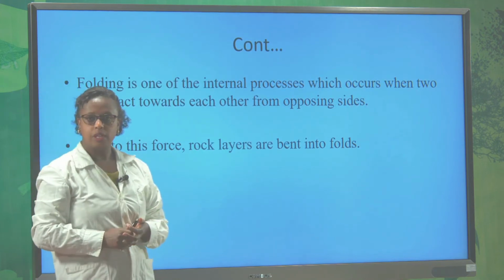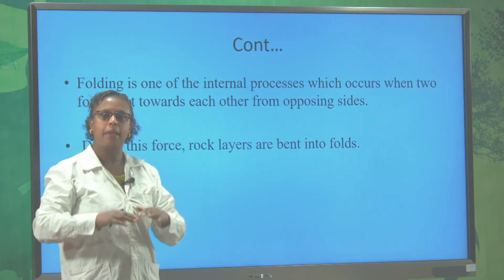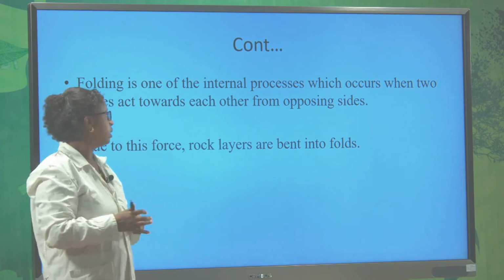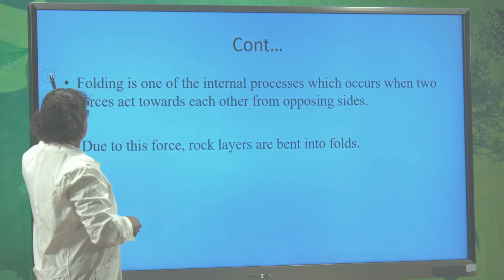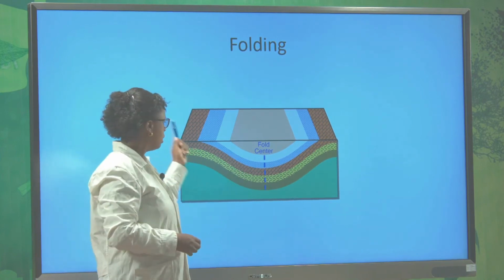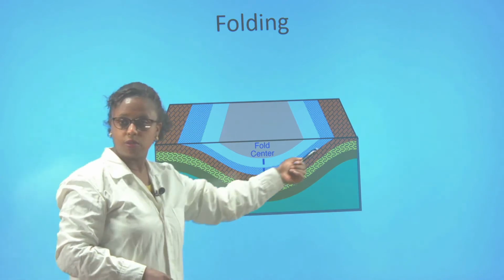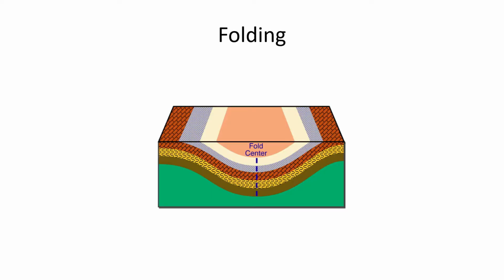Folding is one of the internal forces, which is formed by two different forces coming from different directions. Due to these forces, the rock layer becomes bent or folded. Look at this picture, which tries to show how the folding process takes place. The forces from different directions, one from the right, the other from the left, move towards each other, moving to the center, and bend the rock layer just like this.